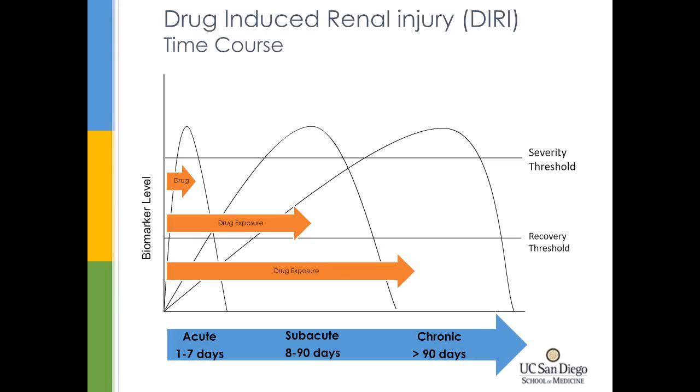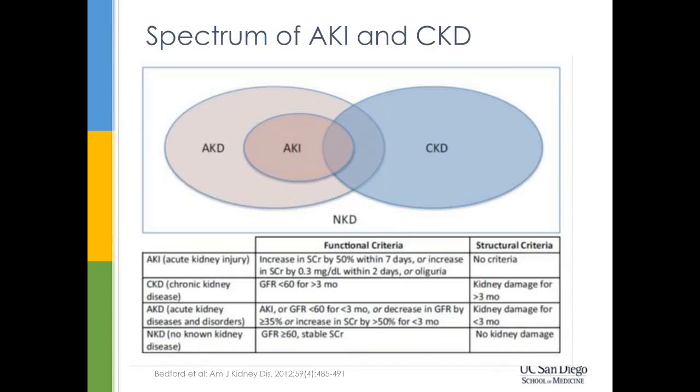And if you take drug-induced renal injury as an example, you can also see that the biomarker levels may reflect three different general courses: an acute event with an up and down, a more subacute event, and then more chronic toxicity, which may reflect different drugs, which I will come to in a moment.